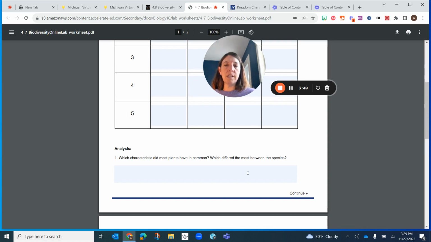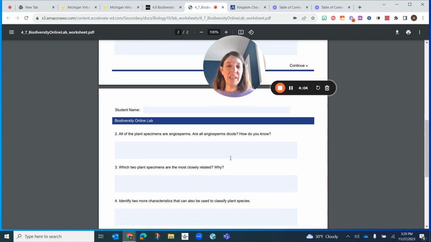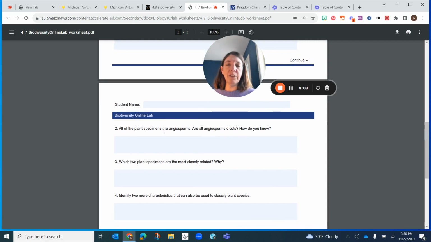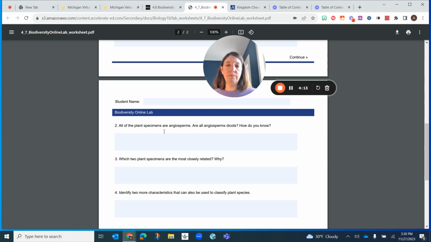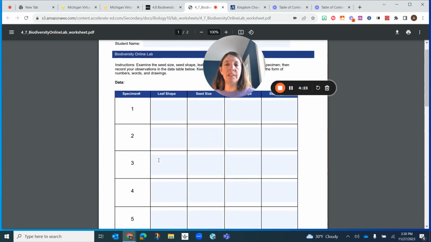What was the characteristic that most plants had in common? What was the part that was most different between the species? They're all angiosperms, but are all angiosperms dicots, and how do you know? So that means for this particular experiment, are all the specimens dicots? And then which 2 plants are most closely related and why? And then finally, 2 characteristics that you could also use to identify the plant species.